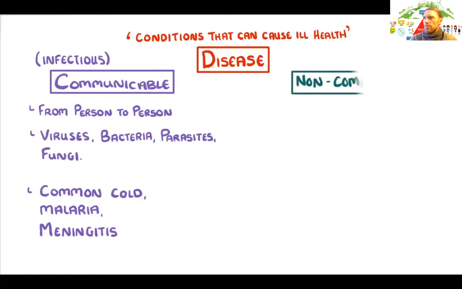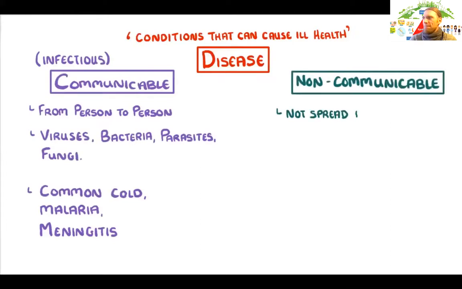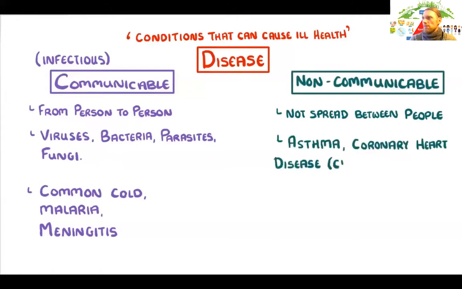The other group is non-communicable diseases, which can't be spread between different people. These are things like asthma, coronary heart disease, diabetes, and cancer. These generally start more slowly and last a long time, with some of them never going away.